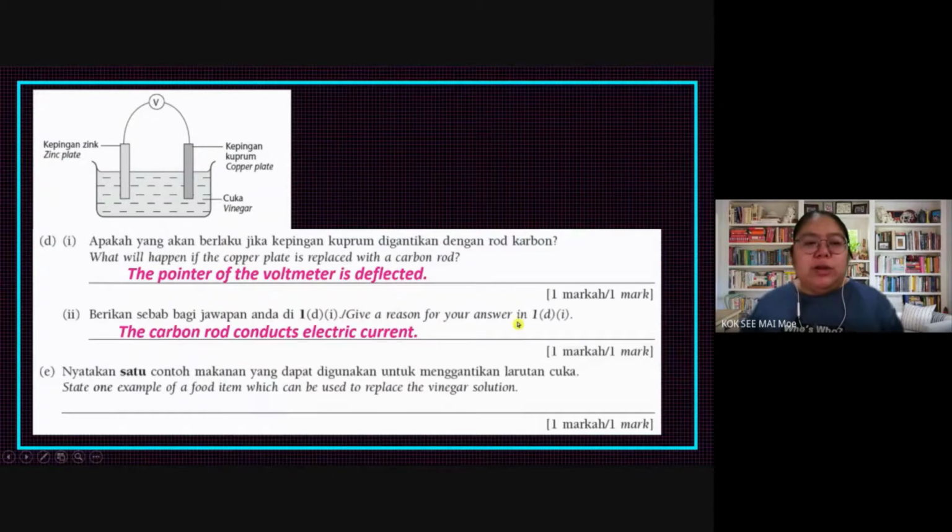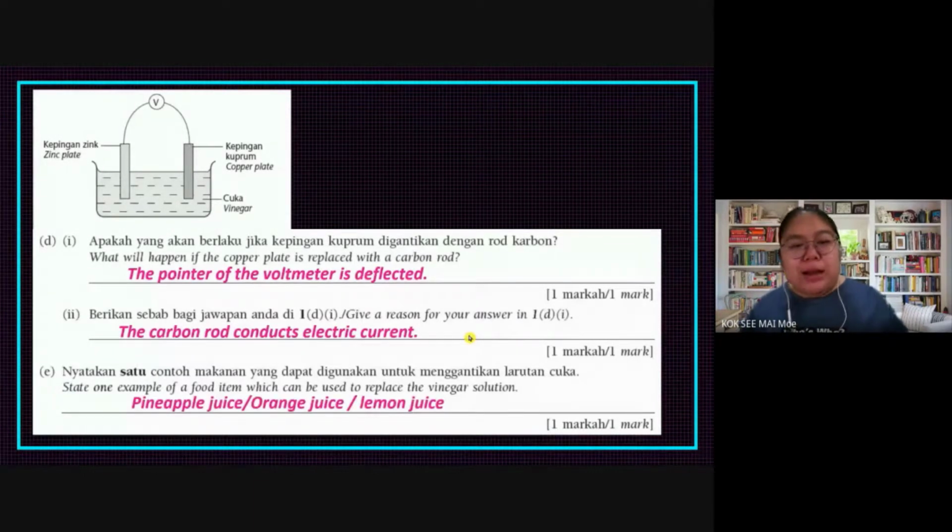The last one, give an example of food that can be used to replace the vinegar solution. We can use lemon juice. Either pineapple juice, orange juice, or lemon juice also can. These also can conduct electricity, just like the electrolyte.